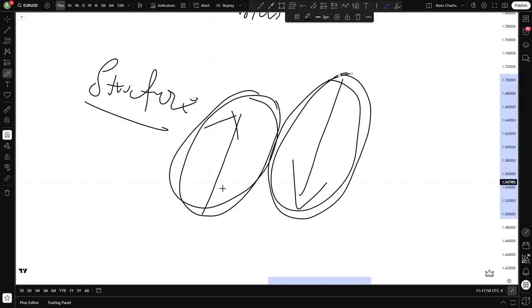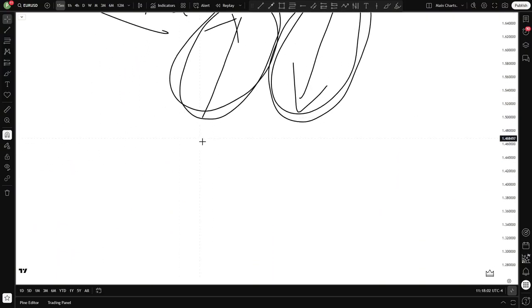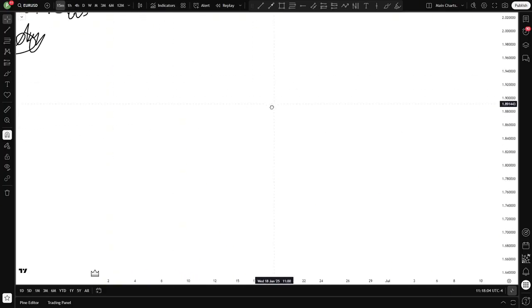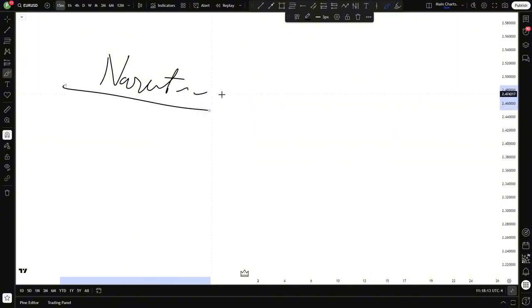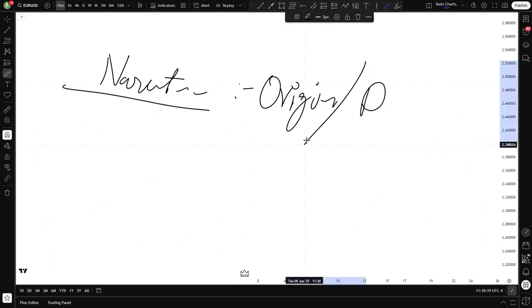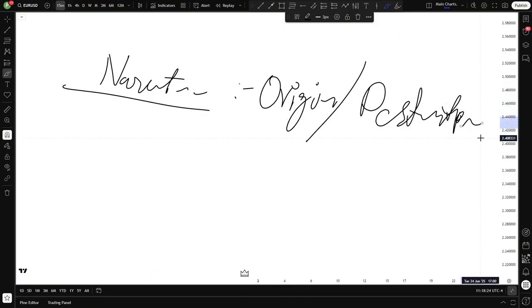But obviously this alone isn't enough. We still have to figure out the origin and destination, and that's what narrative does for us. So narrative helps us with determining or figuring out the origin and the destination for that range expansion, or for price.